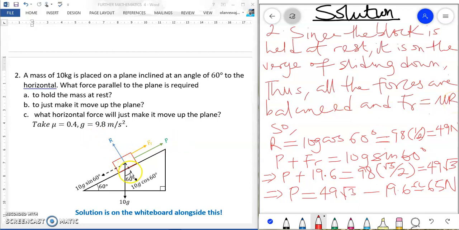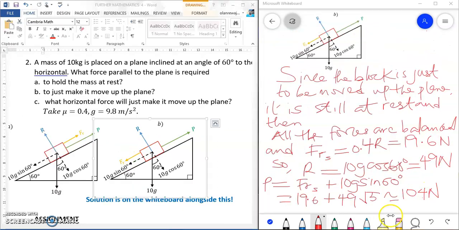Since the forces balance out, it means that the perpendicular forces are equal as well as the parallel forces. So our R should be equal to this, which is 10g cos 60 degrees, and that will give us 49 newtons. And the parallel forces are also equal, which means the sum of these two must be equal to this very one here, and that is what we have presented in this solution. When we go on with that, we have our P to be approximately equal to 65 newtons.